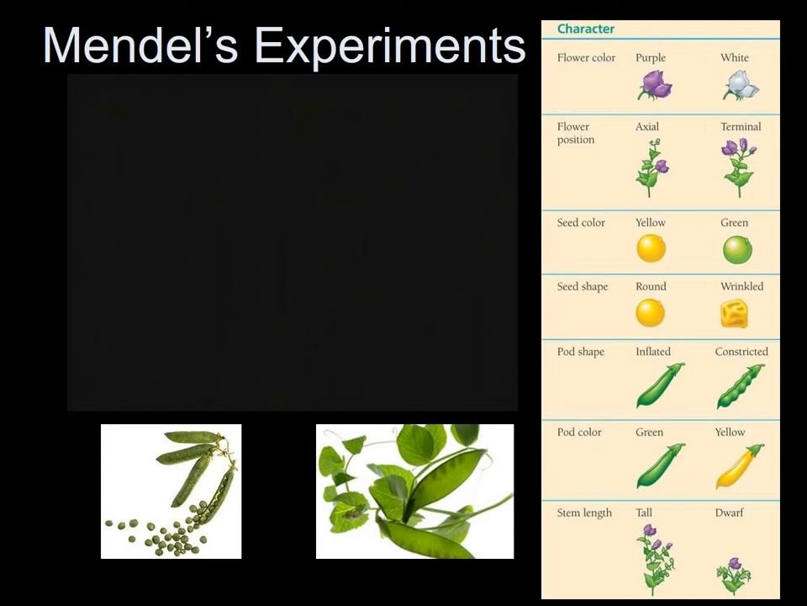What he noticed is that pea plants come in a variety of traits, but each trait only has two variations. For example, for the trait of flower color, you only had purple or white flowers. He saw that for all these other traits, they only came in two variations or two forms. And he did a bunch of different experiments. Well, here, watch this little video clip.